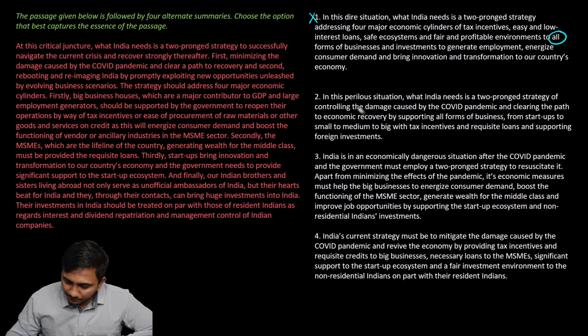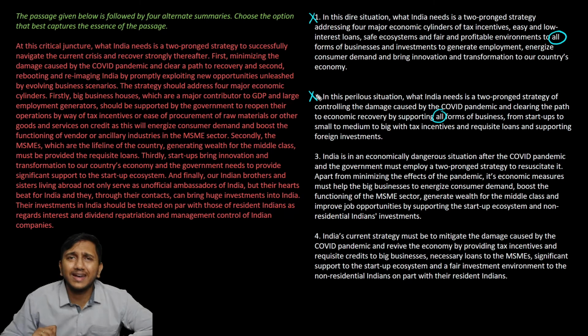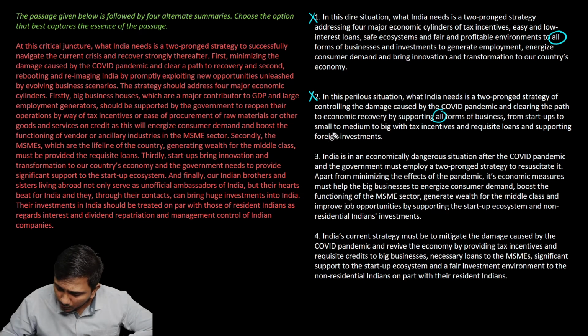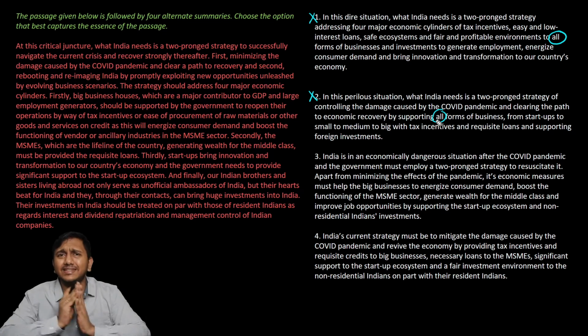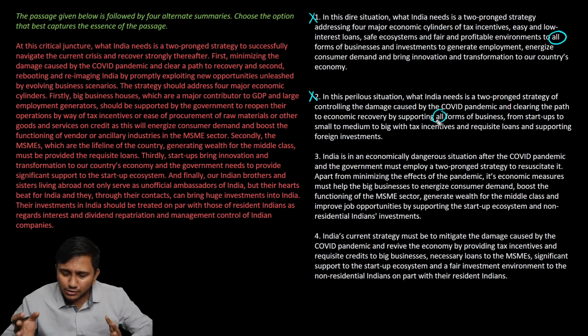Let's look at the next one. In this perilous situation, what India needs is a two-pronged strategy of controlling the damage caused by COVID pandemic and clearing the path to economic recovery by supporting all, once again, all forms of business. You can get rid of that. Now, from startups to small to medium to big with tax incentives and requisite loans. So what is happening here is it's just telling all forms of business from this to that. I mean, that's not actually capturing what is given there. What is given here is clearly a four-cylinder approach. Now, when you say all forms of business and then you say startups to this to that, it is not capturing what is given in the main paragraph. That's why I'm getting rid of that one.